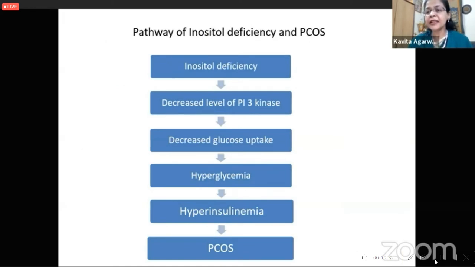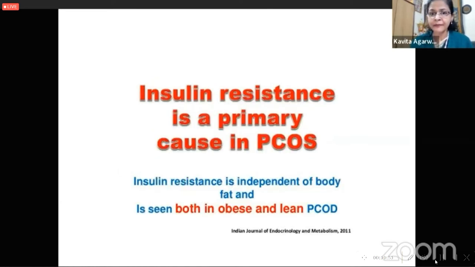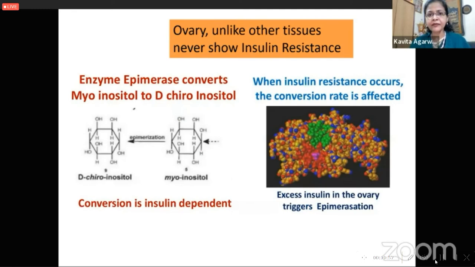And when the pancreas is sensitized to this high blood glucose, it is going to release more insulin, which will lead to hyperinsulinemia. And this is what leads to PCOS as we see it: insulin resistance, which is a pathophysiological contributor in 50 to 80% of PCOS women. And it is seen in both obese as well as lean PCOS women.